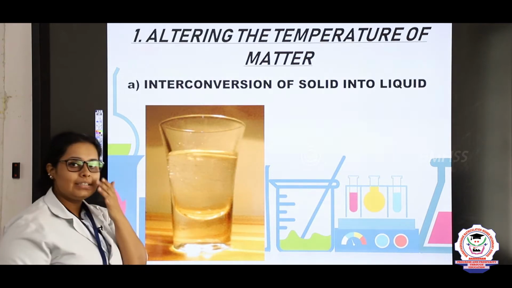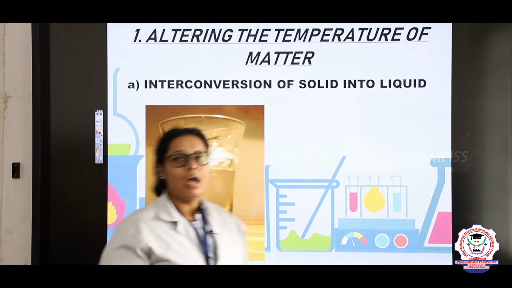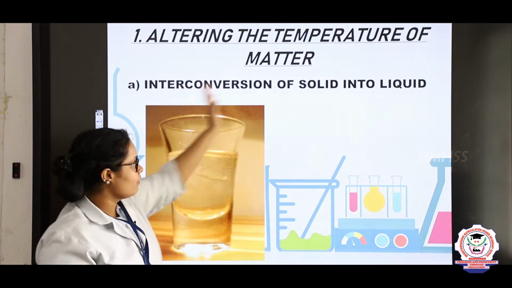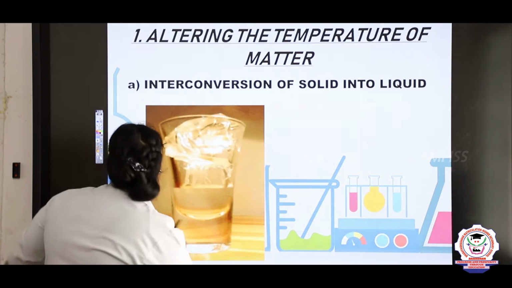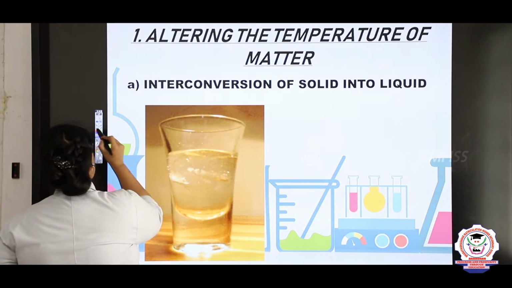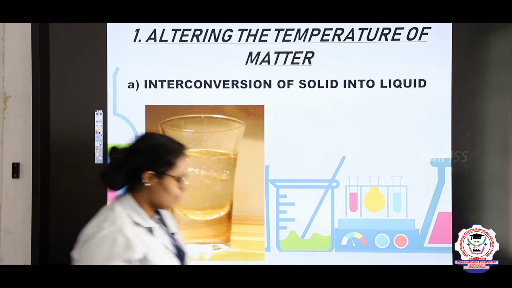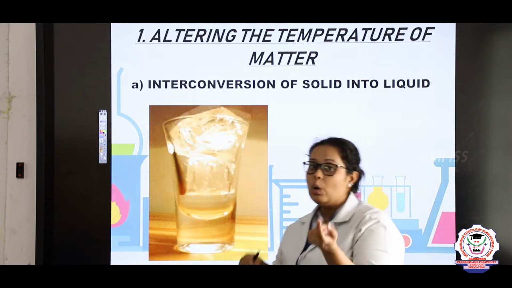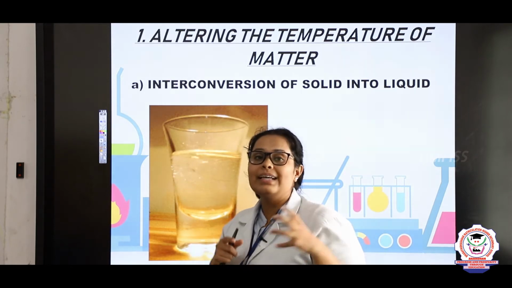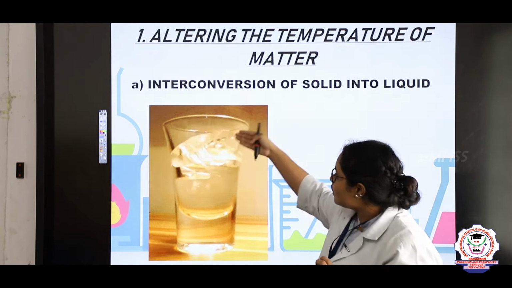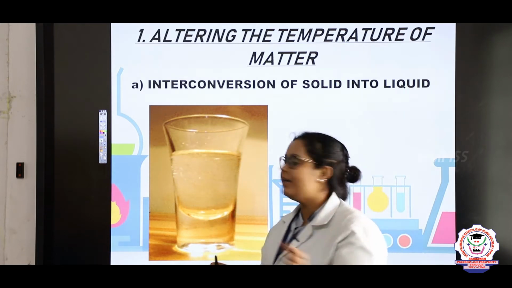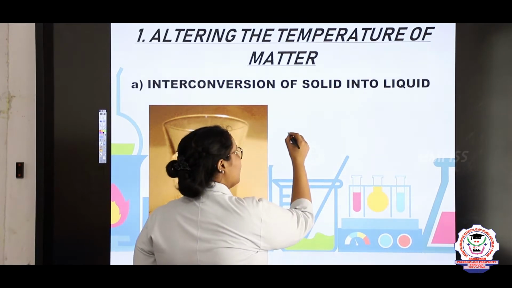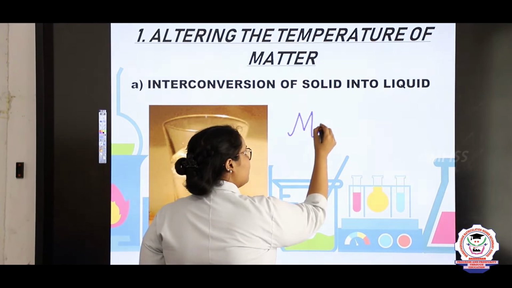Now let's see how things get interconverted by altering the temperature. First is the interconversion of solid to liquid. Here we can see ice getting converted into liquid. This process is known as melting. The conversion of solid into liquid is called melting, right. What is it called, children? It is called melting.